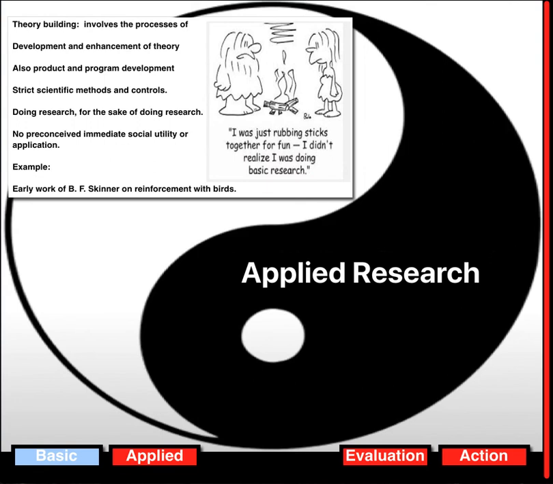Basic research involves the processes of developing and enhancing theory, and also producing products or programs. It's governed by strict scientific methods and controls. It's literally doing research for the sake of doing research. It's your white-coated, horn-rimmed glasses scientist in a lab watching the rats run around a maze or something like that. And there is no preconceived immediate social utility or application of the research. It's just research for research's sake. You can see the cartoon there. I was just rubbing sticks together for fun. I didn't realize I was doing basic research.